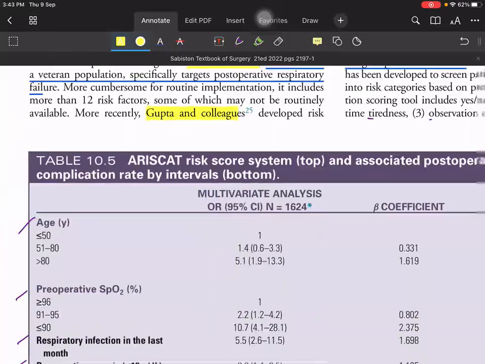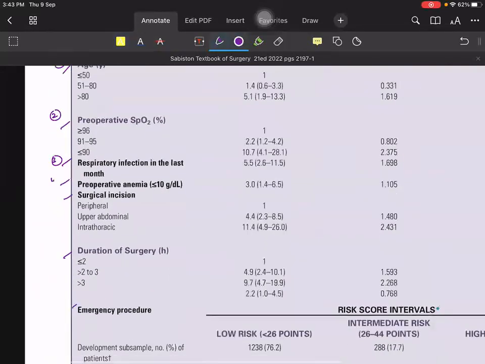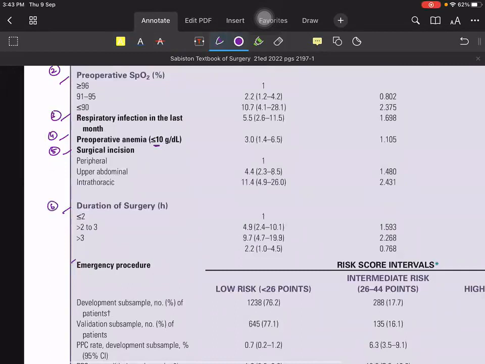So what is the ARISCAT risk score system? What are the 7 variables? That is an MCQ. Number 1 is age. Number 2 is preoperative SpO2. Number 3 is respiratory infection in the last month. Number 4 is preoperative anemia less than 10 gram. Number 5 is surgical incision. Number 6 is duration of surgery.